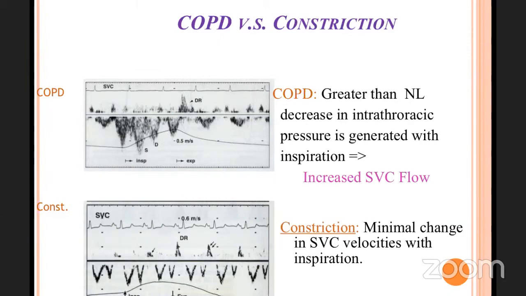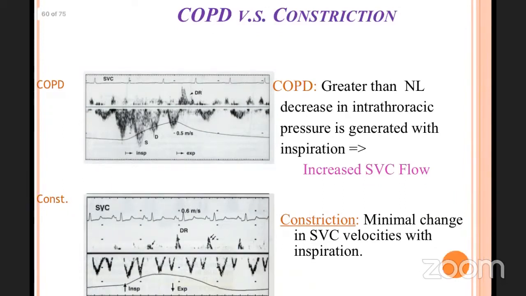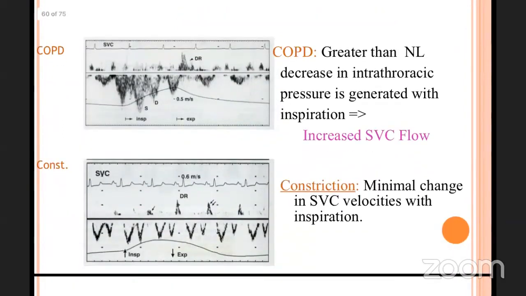In constrictive pericarditis, there is no increase in the velocity of the flow in the SVC, because during inspiration the pressure in the right atrium is not falling, but the pressure in the extrapericardial SVC is falling because it is exposed to negative intrathoracic pressure. So if you find that the SVC flow velocities are increasing, it is unlikely to be constrictive, and more likely to be an associated obstructive airway disease.